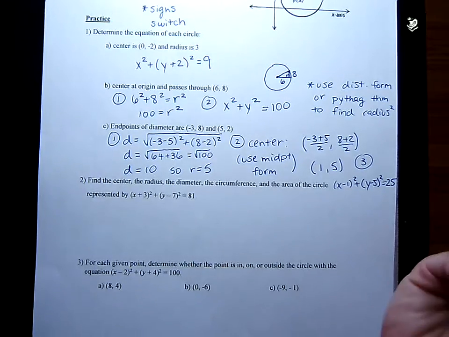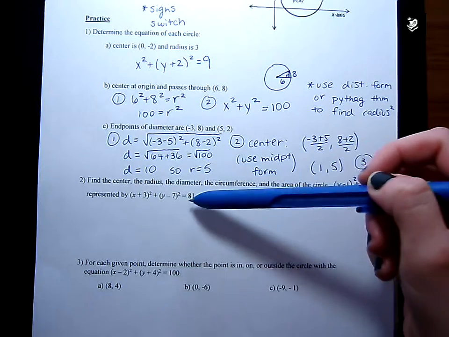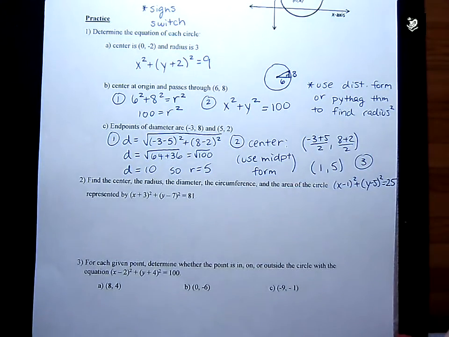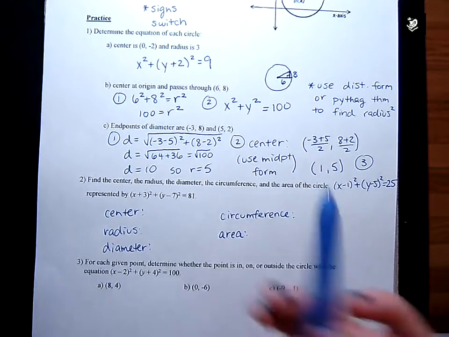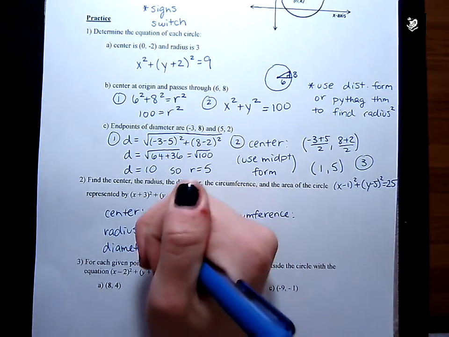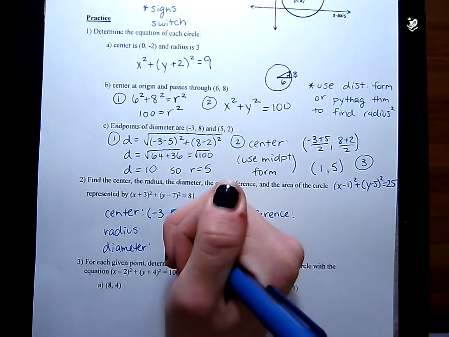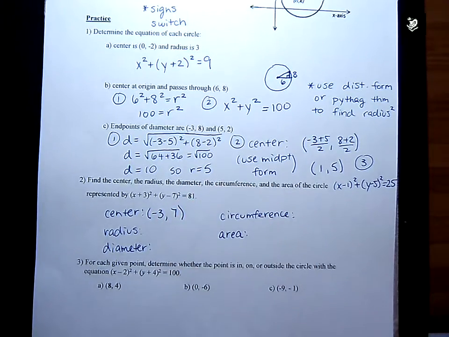Okay, another type of question you may get on your homework is to find the center, the radius, the diameter, the circumference, and the area of one circle. So using this equation right here, see if you can identify each of the pieces. So the first part, the center, is our h and our k, so I have to remember to take the opposite sign. So a positive 3 becomes a negative 3, and a negative 7 becomes a positive 7.